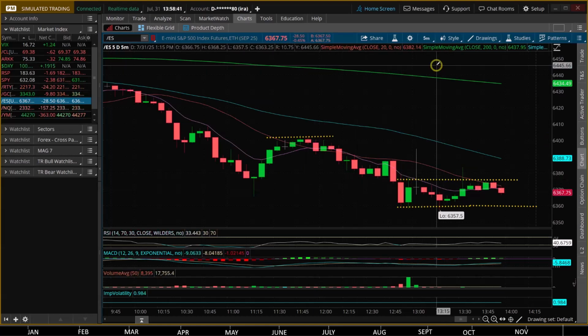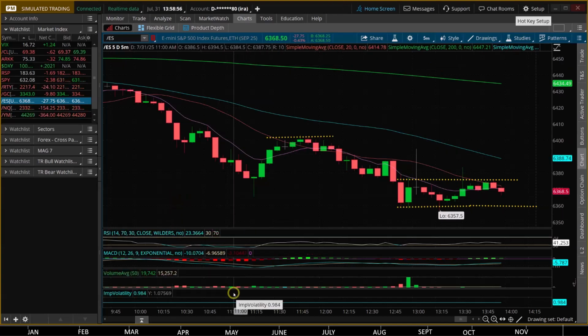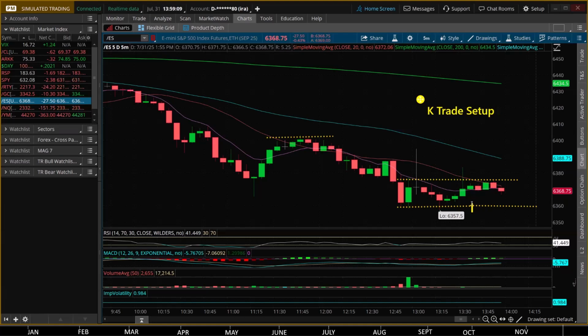Okay. Now, when you have that situation, guys, there's no real edge in between those levels. I call this one more of a K trade. I call this a K trade setup where you are equally willing to take the bullish breakout as you are the bearish breakdown. That's how I see this.